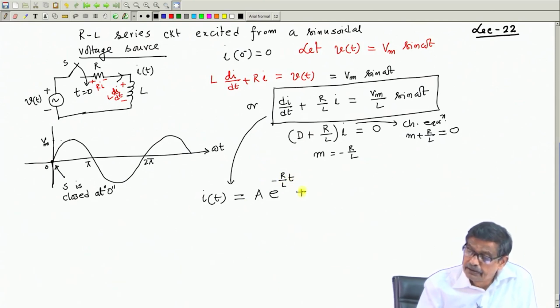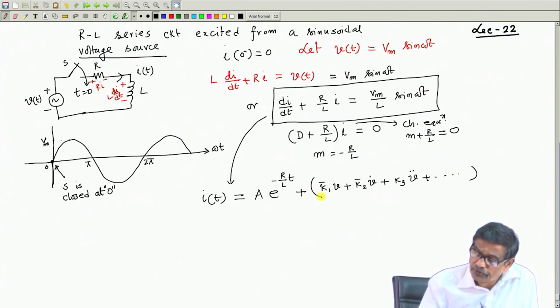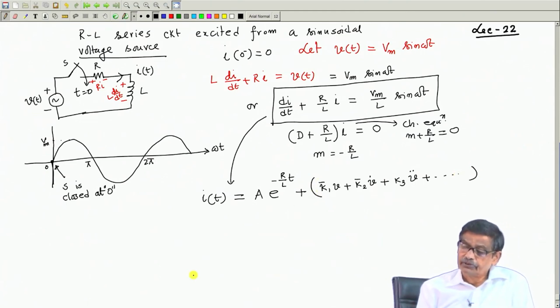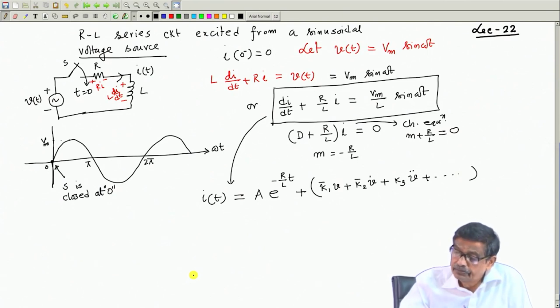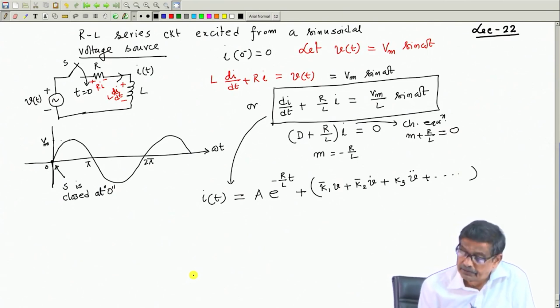And the second part, as we know, since it is V(t), it should be k1 bar V plus k2 bar V dot plus k3 bar V double dot, and so on up to infinity. This is the solution due to the forcing function. So, the solution due to the forcing function is a linear combination of the excitation and its higher order derivatives.